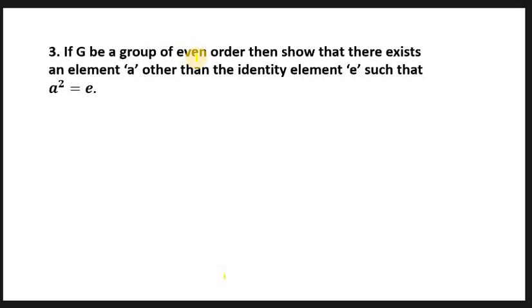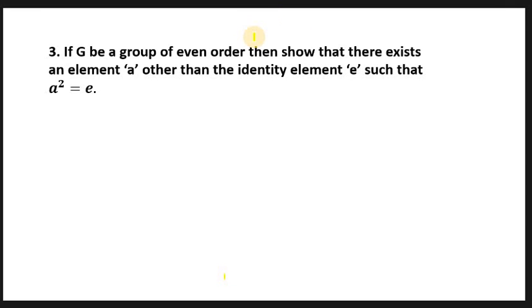Third question. If G be a group of even order, then show that there exists an element A other than the identity element E such that A square is equal to E. See, if the group G is of even order, like 2, 4, 6, 8, meaning the number of elements in the group is even, that is the order of the group, then there exists an element A other than the identity element E such that A square is equal to E.